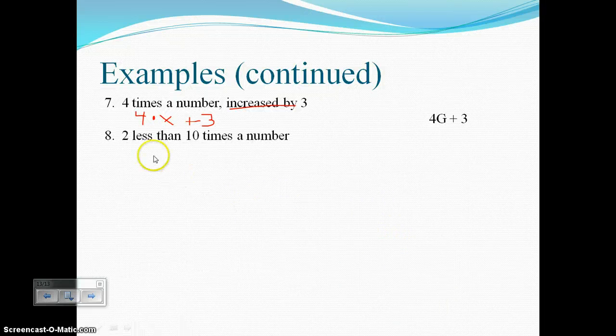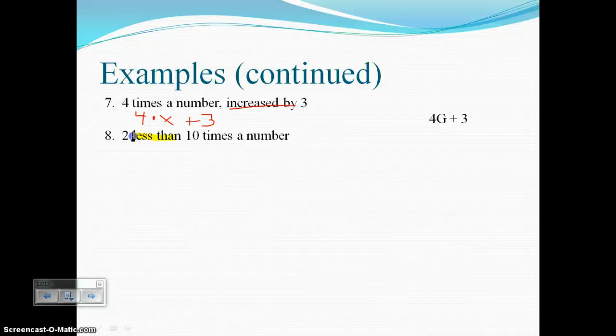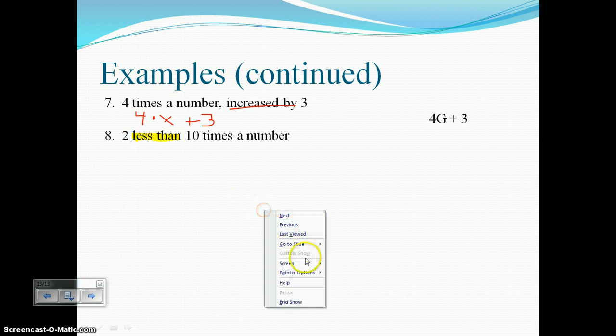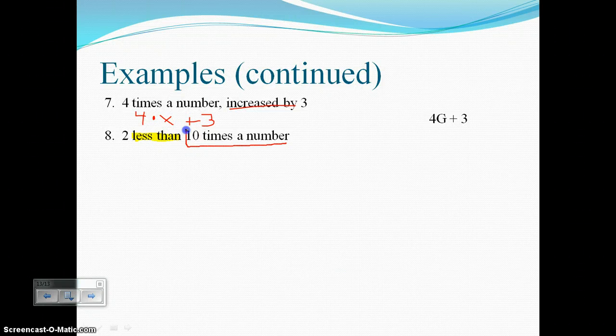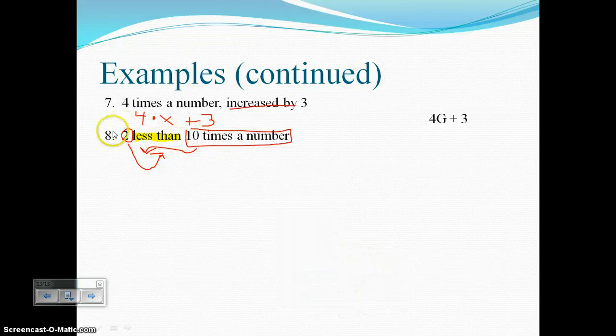Okay? 2 less than 10 times a number. So again, we have that keyword "less than." That's a trigger. So whatever is behind it is going to go in front of the minus sign, and whatever's in front of it is going to go behind the minus sign. So in this case, I would have 10n minus 2, or 10a minus 2.